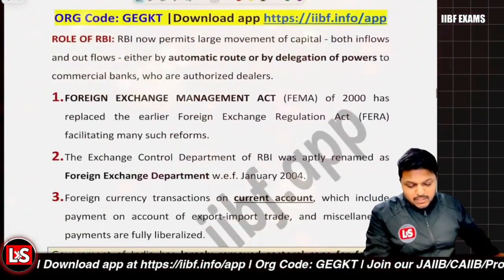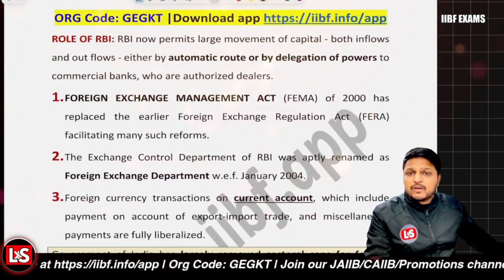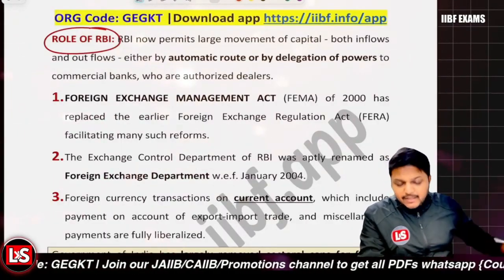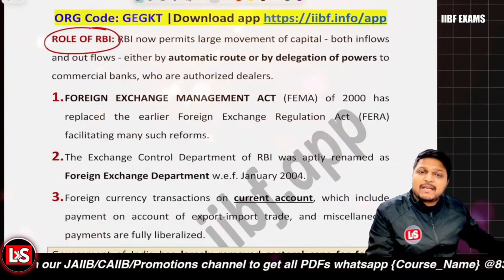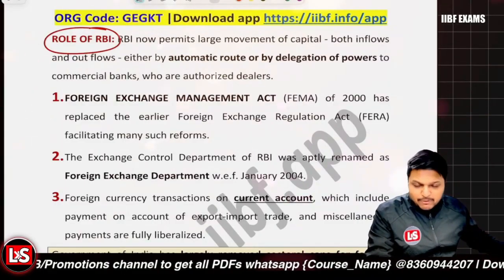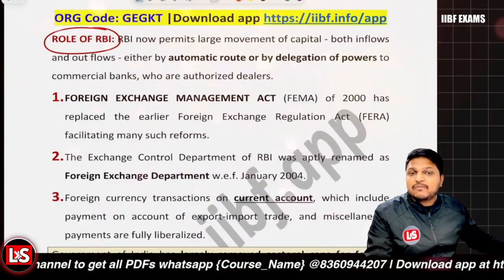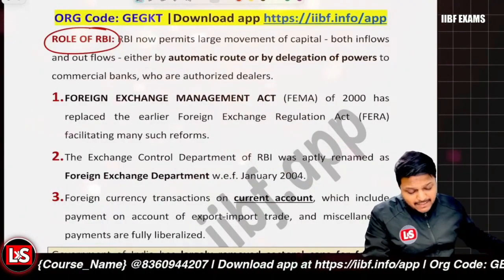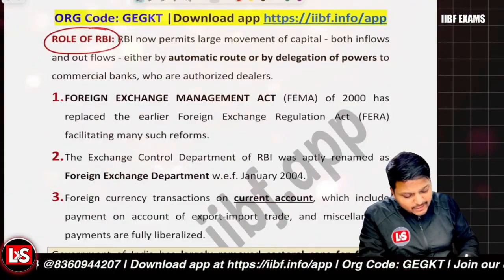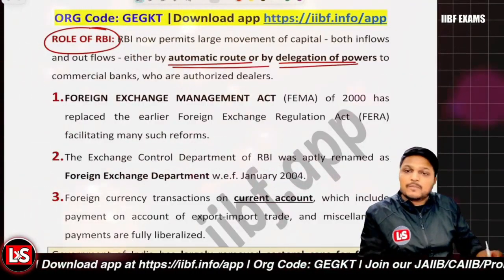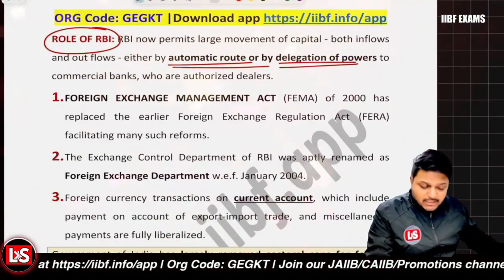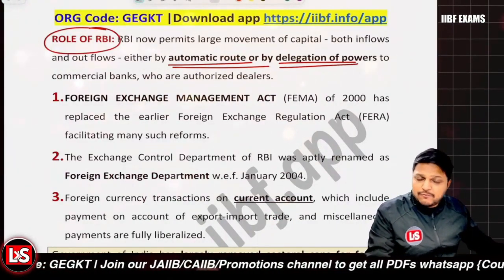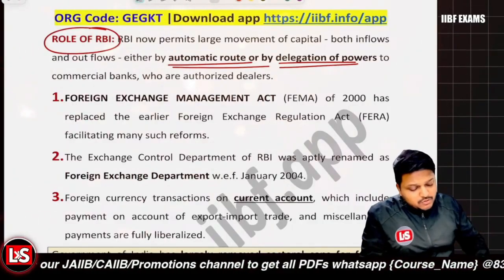Now, let's have a look at the role of the Reserve Bank of India in capital flow management. What is the role of the Reserve Bank of India in this case? Definitely a very important role is being played, because RBI gives the regulations, and it also facilitates the international capital flows. So RBI does allow through the automatic route or by delegation of powers. It could be through the automatic route or by delegation of authority, so that the power is given to the authorized dealers, who will allow that this much capital inflow can be there, this much capital outflow can be there. So there is delegation of power.